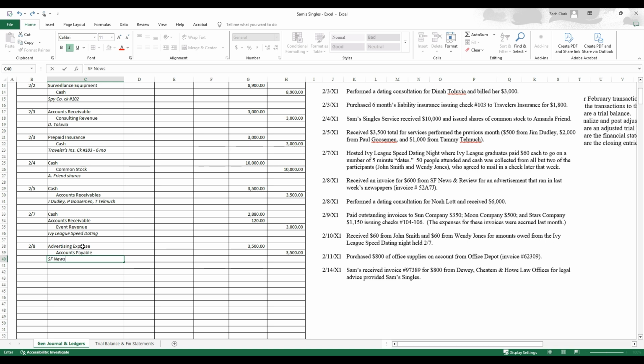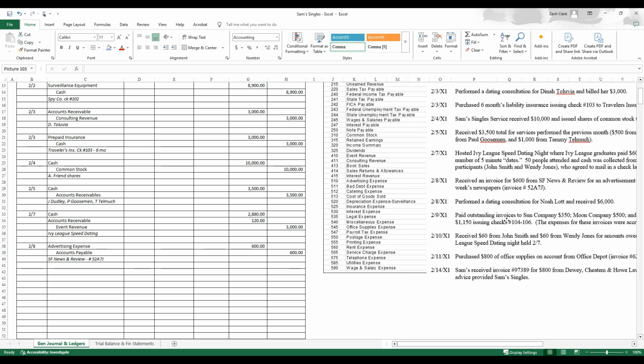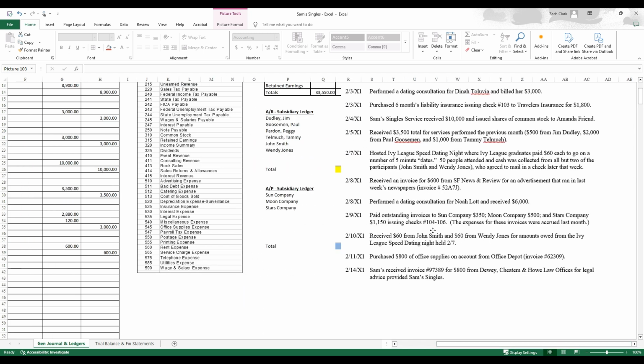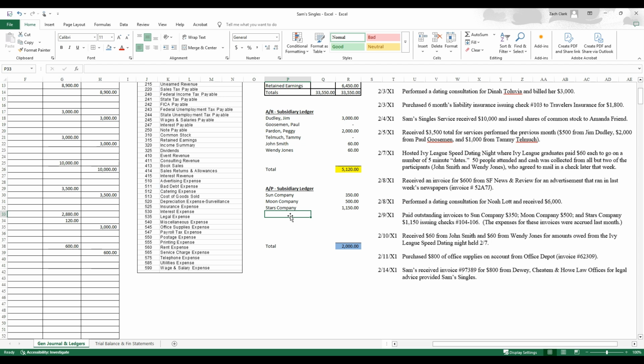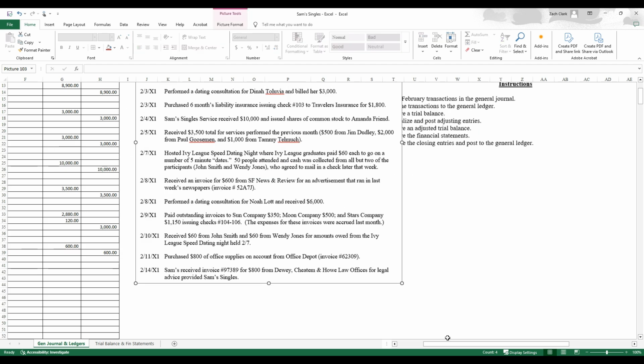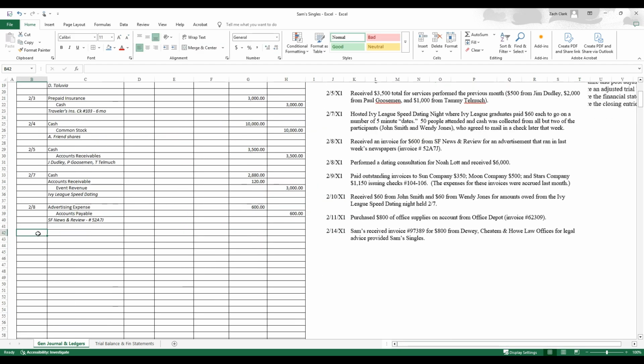We'll say SF News and Review number 52A7J. That's the invoice number, the bill number, and it was $600. And again, if we want to be accurate in updating our subledgers, then because we increased our payable, let's add this into the payable subledger and say SF News and Review, and that was $600. So we now owe all of these amounts. Okay, let's drag that back, scroll over, and carry on.